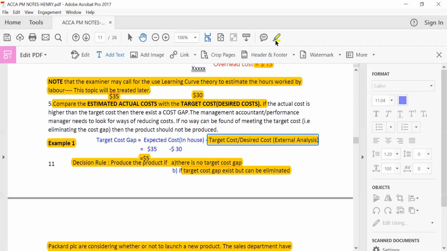So if you want to eliminate the target cost gap, you are rather to look at how you reduce something in the case of the expected cost, which is the in-house cost. That is the only side where you have control, and that's the only side you can do an adjustment. You cannot do an adjustment in the market. You cannot tell the perfect competitive market what to do. You cannot influence it.